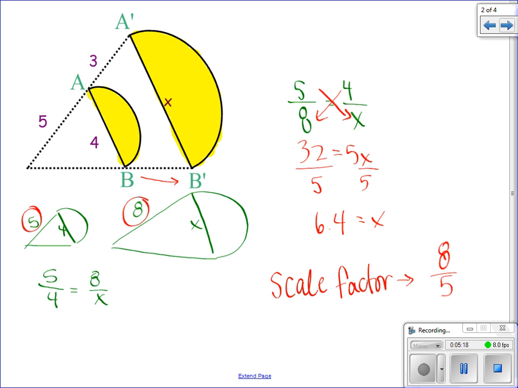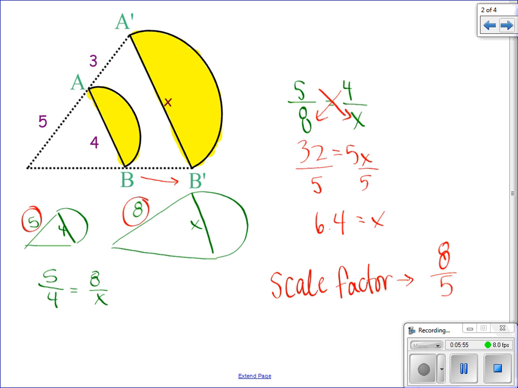Wait, wouldn't it be the other way around? Question? When these numbers, the 8 and the 5? Do you mean the 8 and the 5 be the other way around? Okay. Because it's getting bigger, we need to have our scale factor be bigger than 1. And 8/5 is bigger than 1. 5/8 is smaller than 1. Okay, so we got bigger, our scale factor needs to be bigger. Questions?